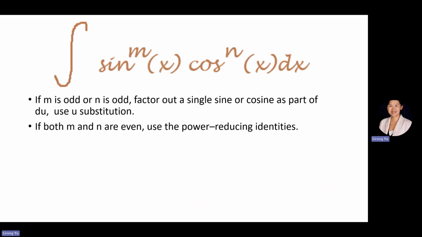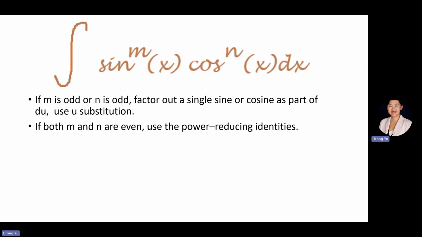Yesterday we started to talk about integration of sine to a higher power and cosine to a higher power. How do we do it? The strategy is to look for an odd power, which is our opportunity to use substitution. If m is odd or the cosine power is odd, from that odd power you can take a degree 1 of the sine or cosine as a way to use substitution.